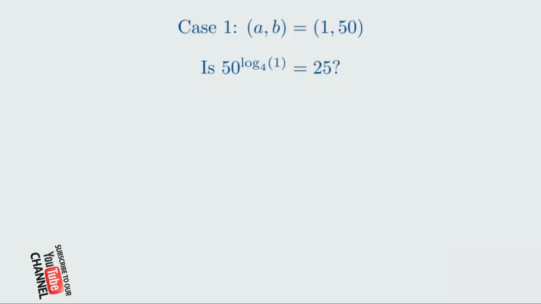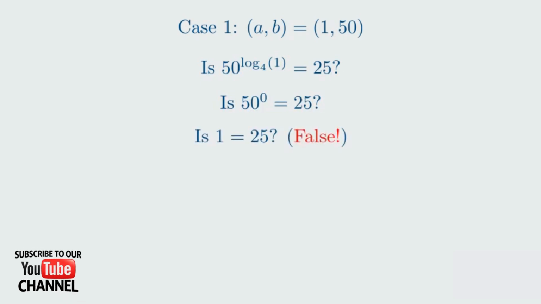So we have 50 to the power of 0, which is 1. This does not equal 25. So the pair, 1 and 50, is not a solution. It satisfied the first equation, but it fails the critical connection between a and b.